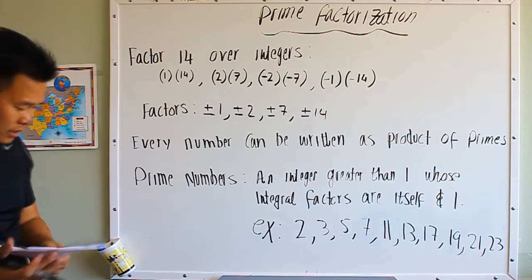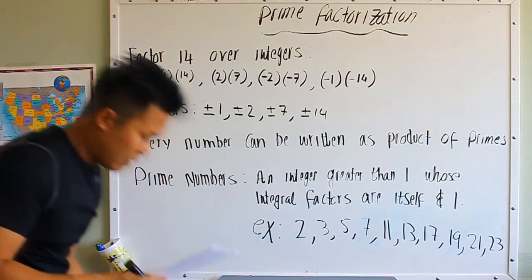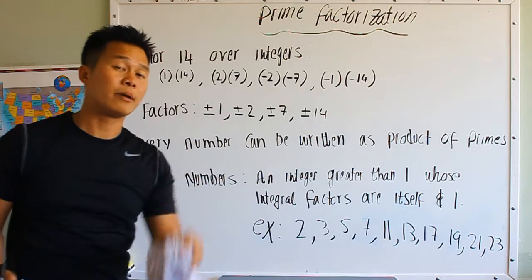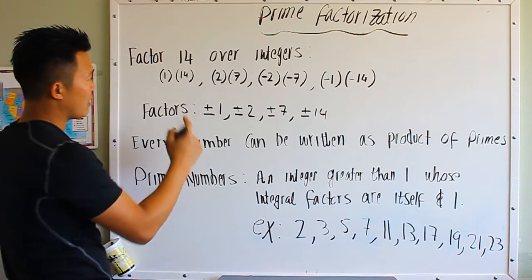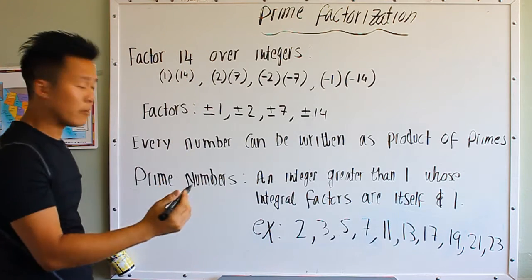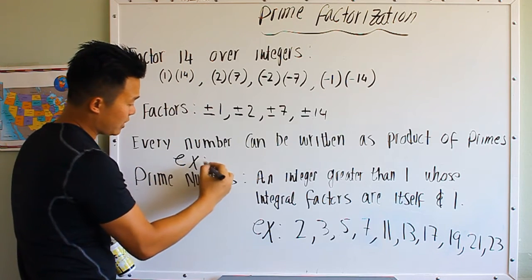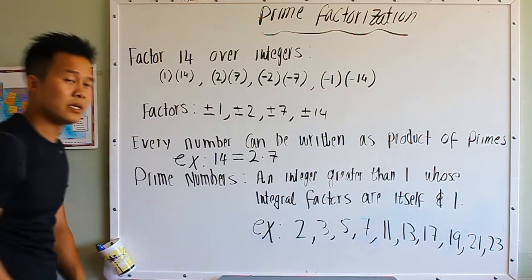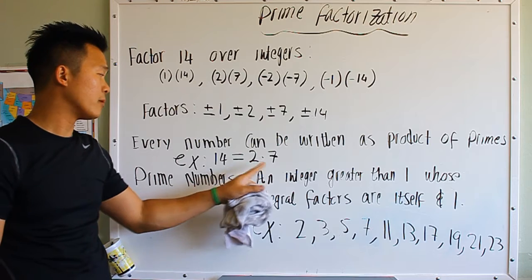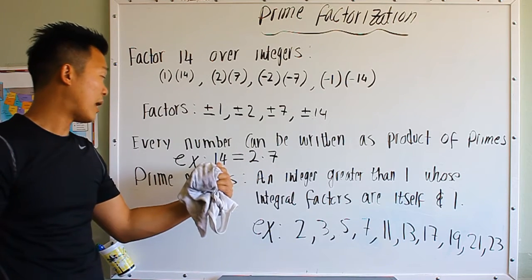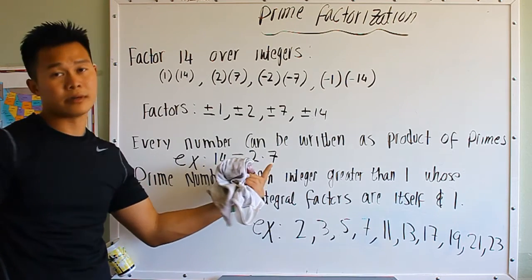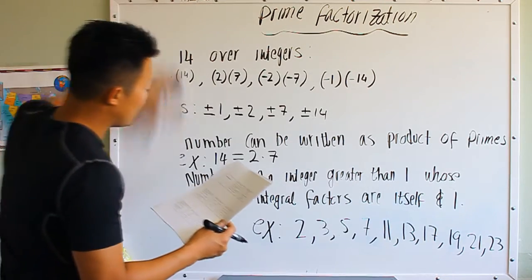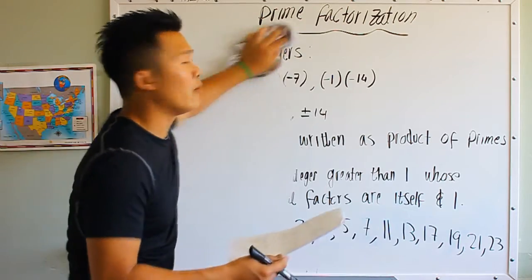Now the next thing we're going to look at: recall what I said, every number can be written as a product of prime numbers. So if I want to write the number 14 as a product of prime numbers, I can write 14 is equal to 2 times 7. You see? 2 is a prime number, 7 is a prime number. So I wrote 14 as a product of prime numbers. And it turns out that you can do that for every number. So let's take a look at how we do that.